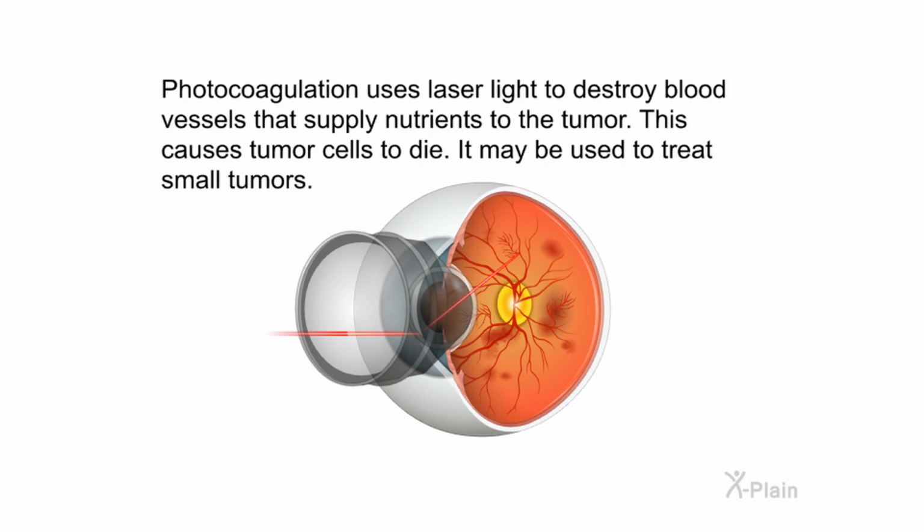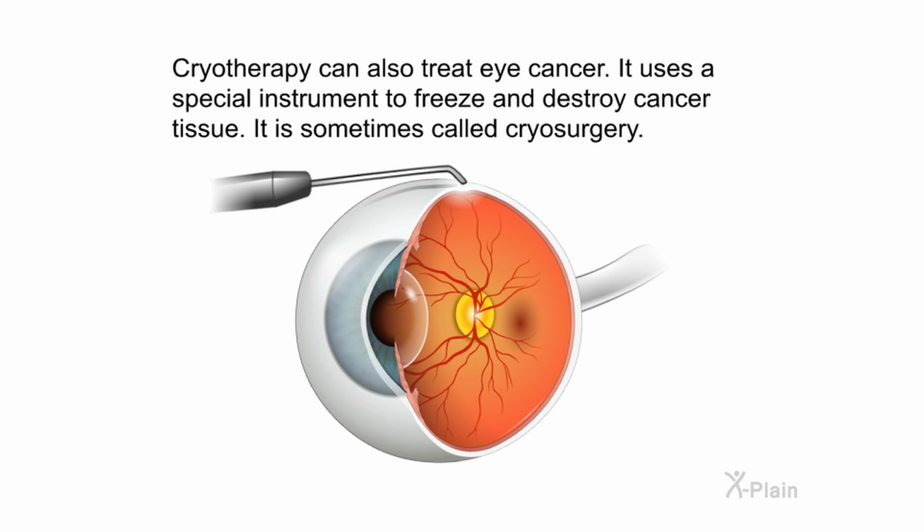Photocoagulation uses laser light to destroy blood vessels that supply nutrients to the tumor. This causes tumor cells to die. It may be used to treat small tumors. Cryotherapy can also treat eye cancer. It uses a special instrument to freeze and destroy cancer tissue. It is sometimes called cryosurgery.